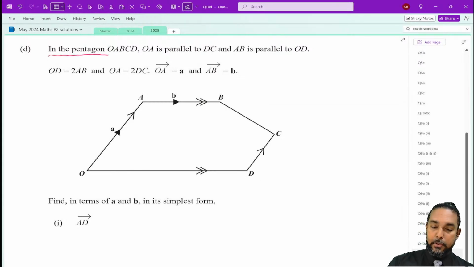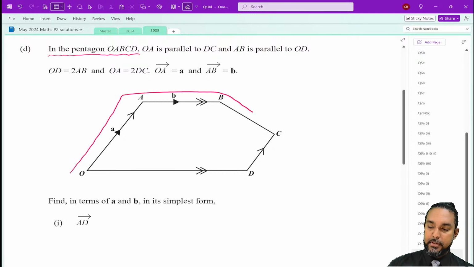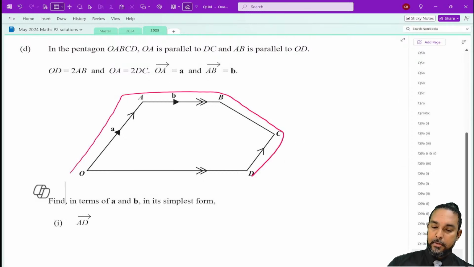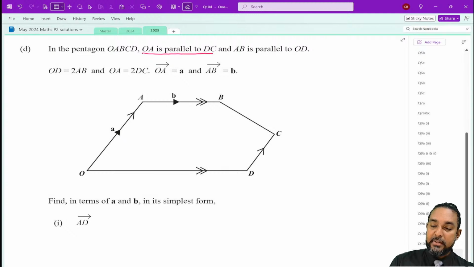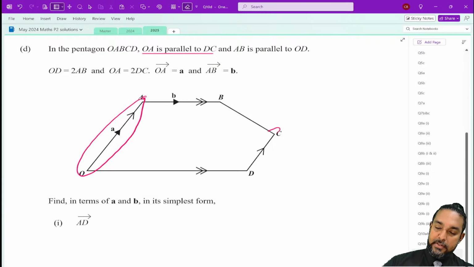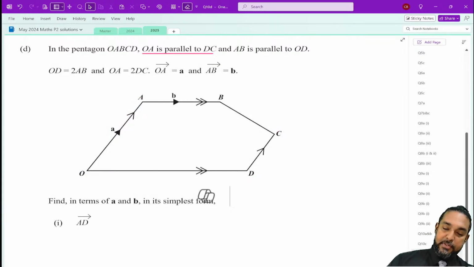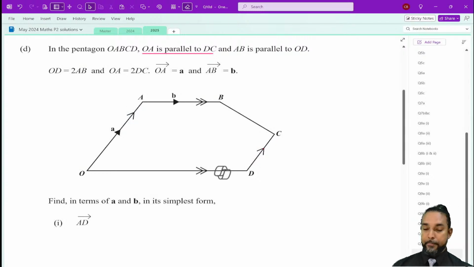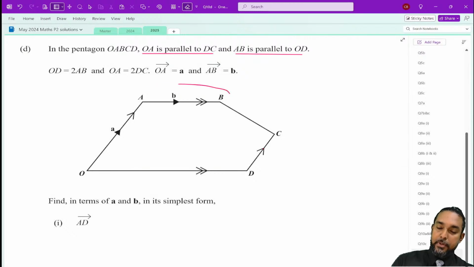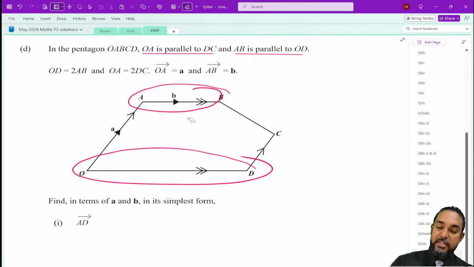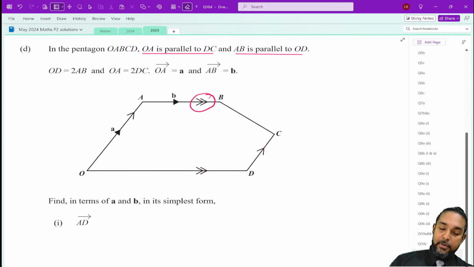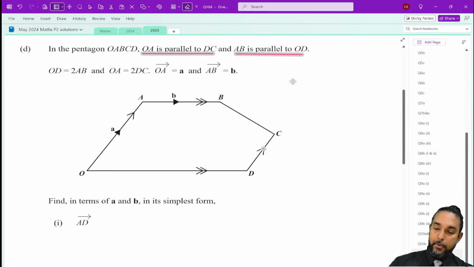In the pentagon OABCD, right? OA is parallel to DC. So OA is this line here, and DC is this line here. And we can see by the single arrowhead on those two lines that they are mutually parallel, right? And also AB is parallel to OD. So AB is parallel to OD, as we could see by the double arrowheads on them, okay? Okay, now what does that mean?